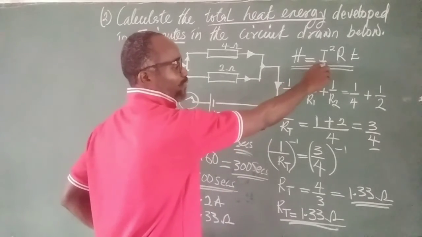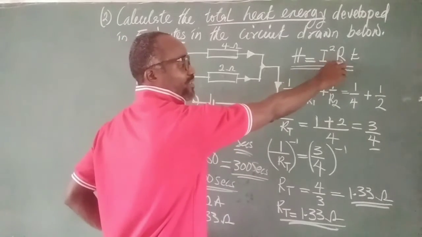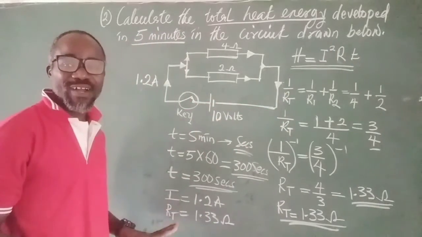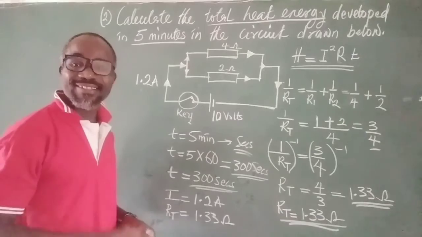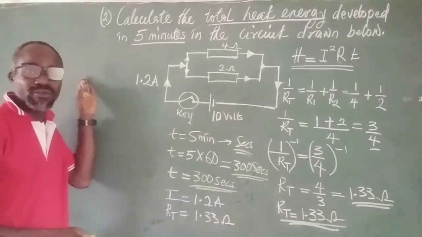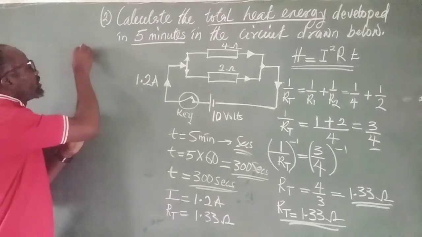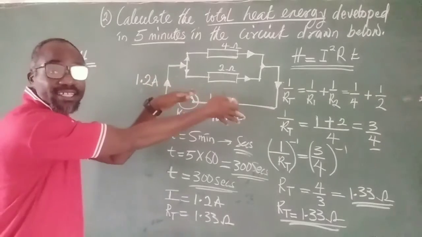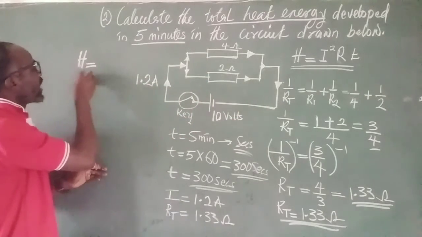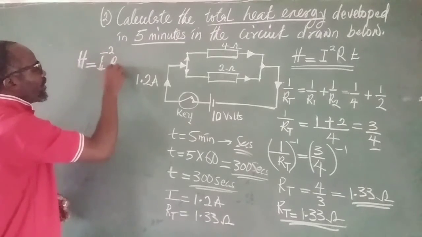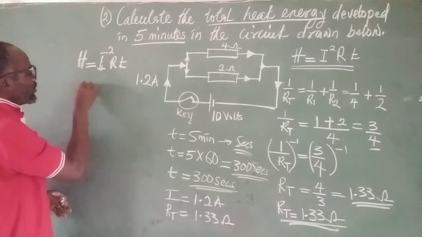Where we have current, we substitute. Where we have resistance, we substitute. And where we have time, we substitute, and then simplify. Whatever we arrive at is the answer. So let's quickly do that. To calculate the heat developed in this circuit, we use H equals I squared R T. Okay, we substitute.